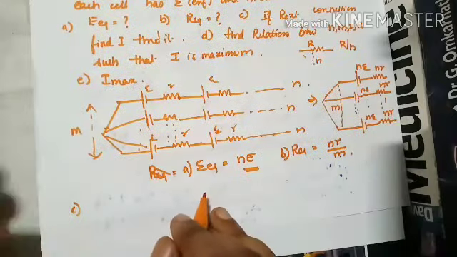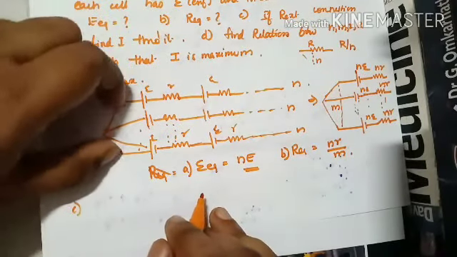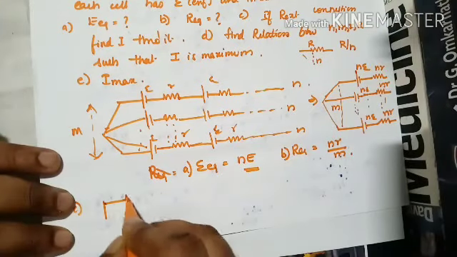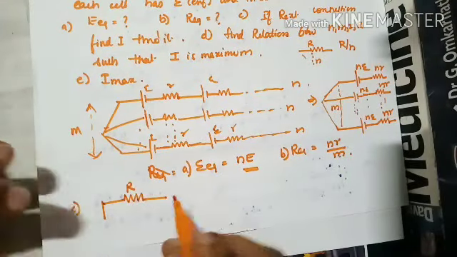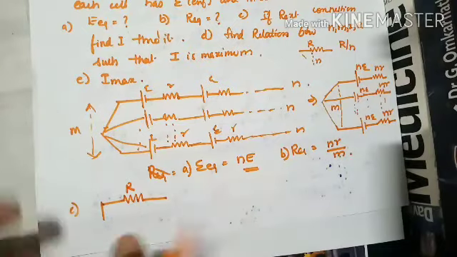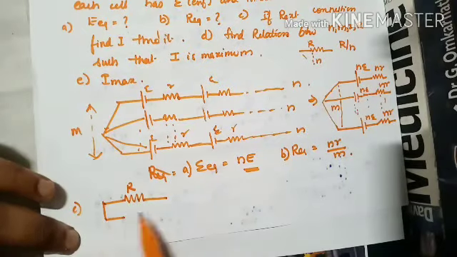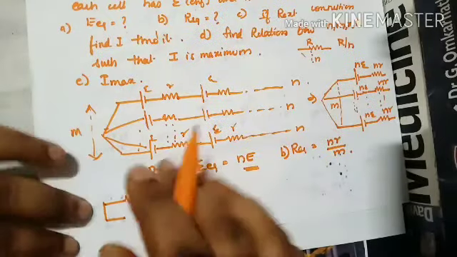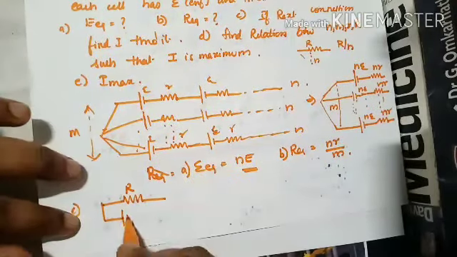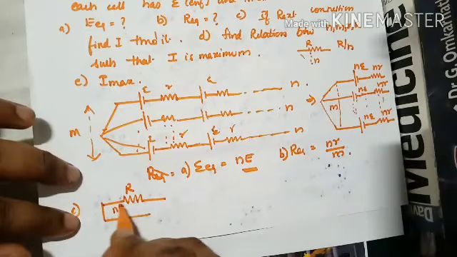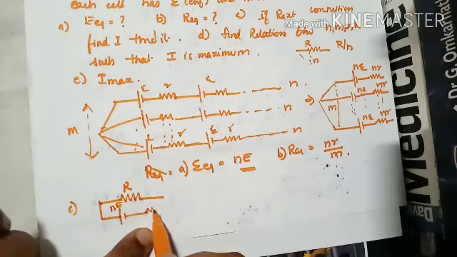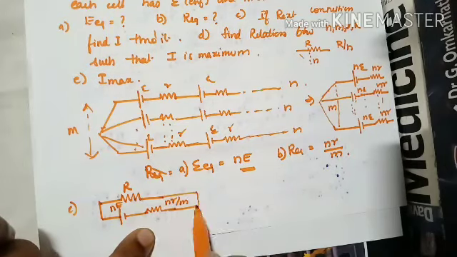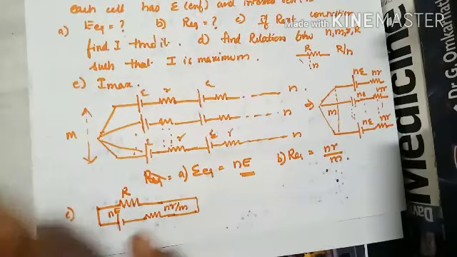Right, C. Now you are asked what is in this combination. I have been connecting to an R external, right? Let's not call it R external, we'll just call it R. And in place of this entire circuit, this entire cell can be replaced with an equivalent EMF, that is Ne, and the resistance is NR/M. Happy? The circuit became so simple.